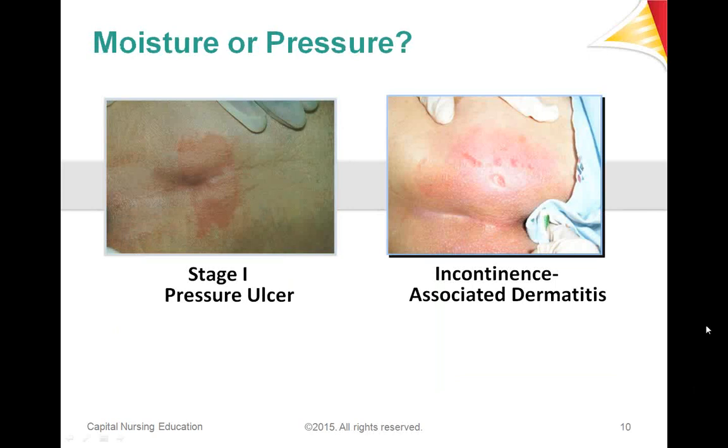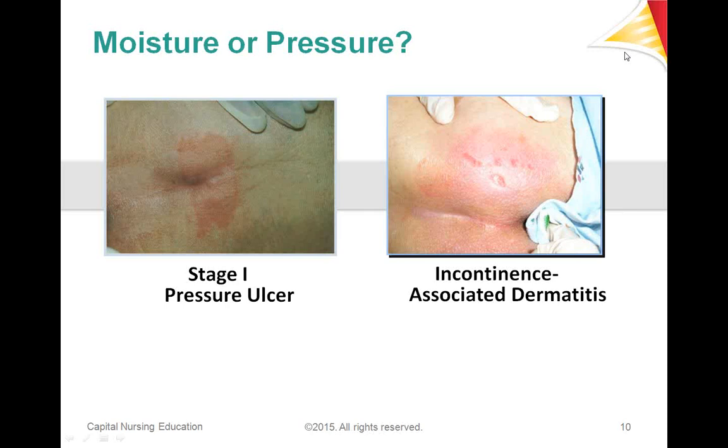So as we continue looking at the difference in moisture and pressure, sometimes this is very difficult to ascertain. And this is where a lot of confusion comes in as far as staging, as far as documentation of what we're actually seeing when we look at skin disruption on an individual. The photos on this slide are a good indication of how that can be difficult.